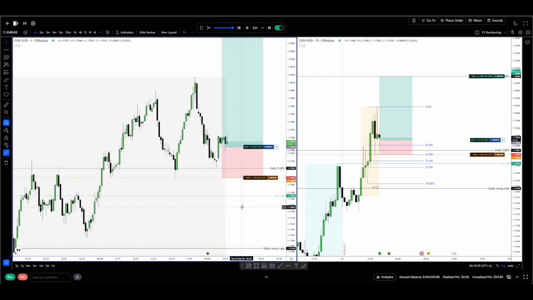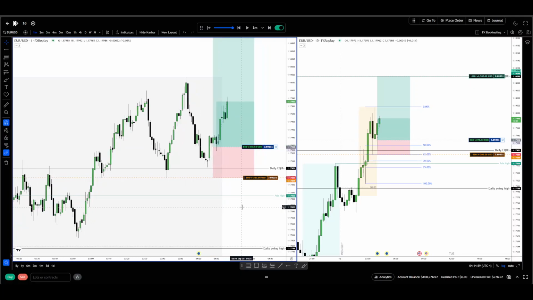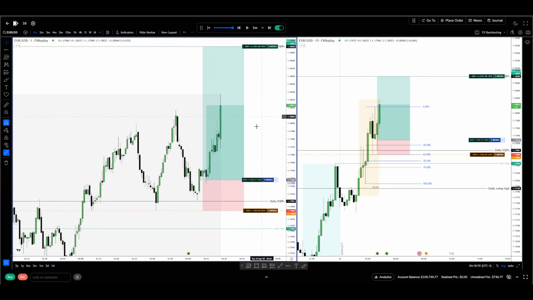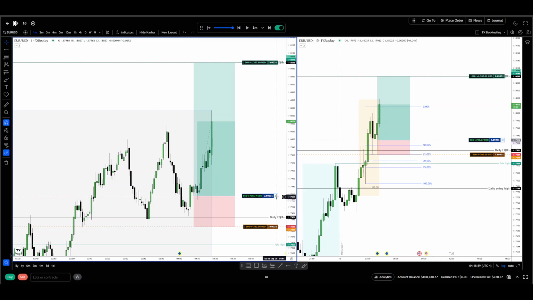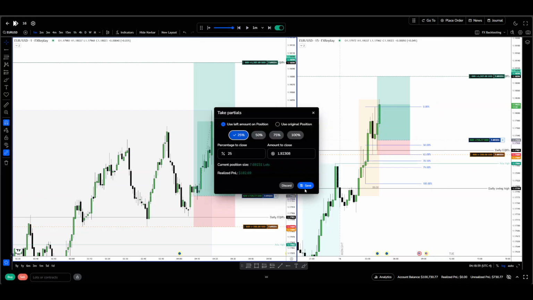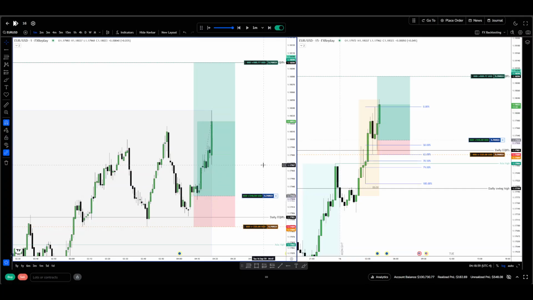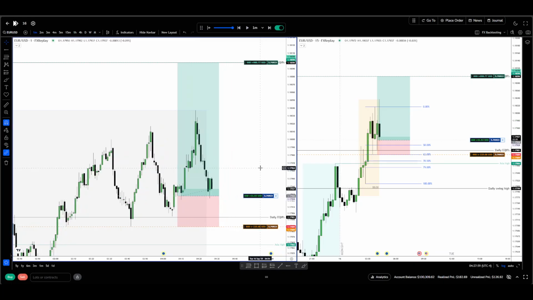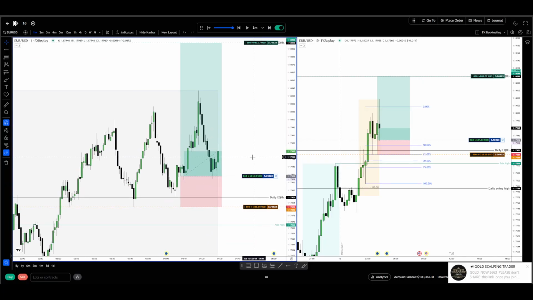Not sure. Yeah, now we are tagged. There we go. Now we took out this high, and we're also halfway, so I'd like to take out some partials. Yes, please. Price came back. So we got a new, let's remove this one, all the lines.